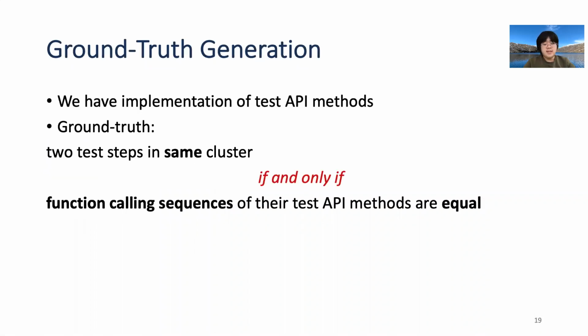Thanks to our human testers, before the tool was deployed, the human testers had implemented the test API methods for a significant amount of test steps. Therefore, we could use them as the ground truth. We think that two test steps should be in the same cluster if and only if the function calling sequences of the test API methods are equal. Because when the function calling sequences are the same, these test API methods can be merged to a single one easily instead of being implemented multiple times.